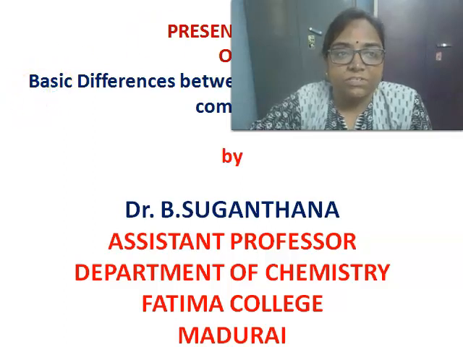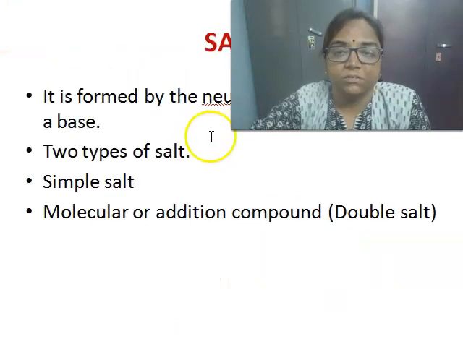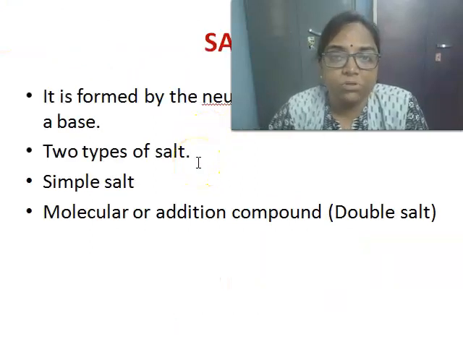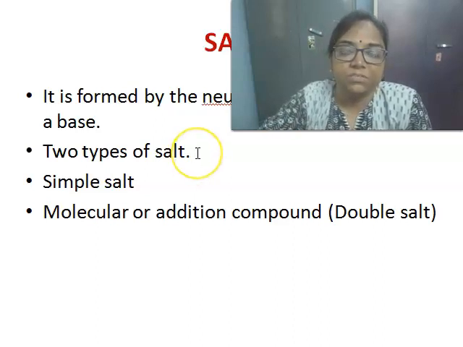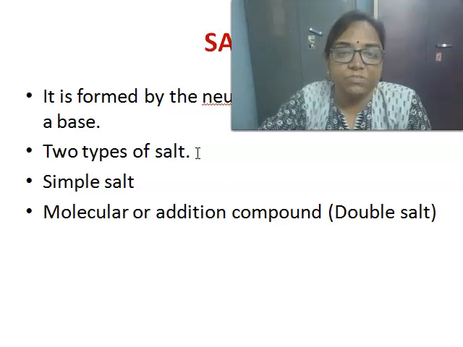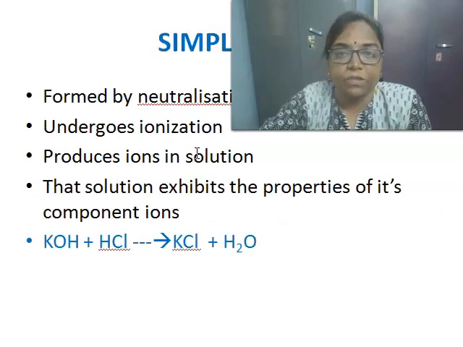So we'll discuss first about the salt, how a salt is formed. A salt is formed by the neutralization of an acid by a base. We find two different types of salt. One is called a simple salt. Another one is called a double salt. One more is also there, called a coordination complex. So we'll see one by one what it is.